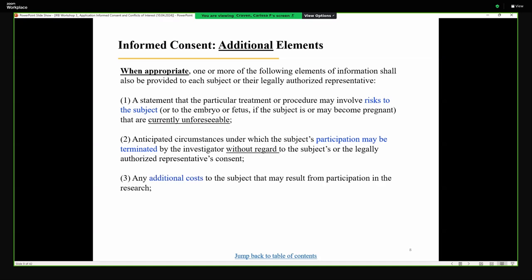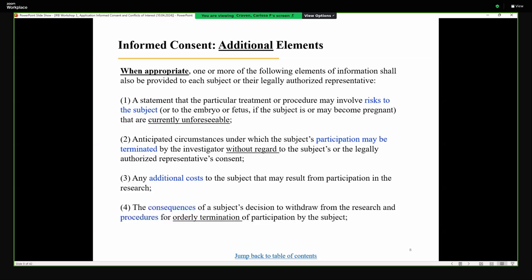If there are any additional costs, if they are expected to travel across the state to you, if they have to purchase something in order to participate, they need to know that in advance of agreeing to be in the study. If there are consequences of withdrawing, then they need to know what that is. If they are being given an experimental drug and they stop, there might be withdrawal symptoms. So they need to know what that termination looks like and how to make sure it's followed in an orderly fashion.